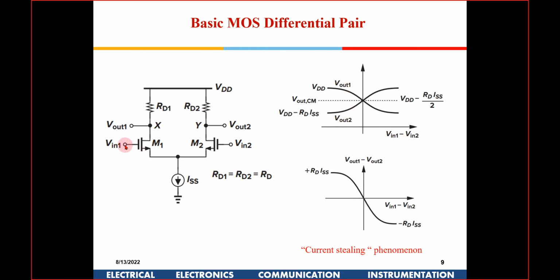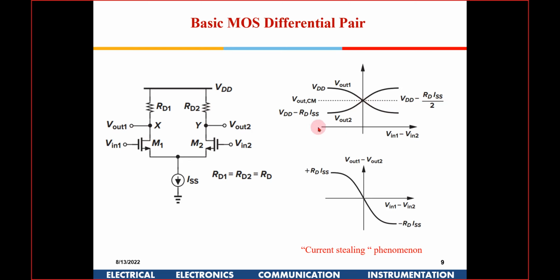Initially, let's take just the positive portion of it. Let's talk about only the positive. Both the input voltages are the same, so ISS by 2 will flow here and ISS by 2 will flow here. What will be the output voltage? Both the output voltages will be VDD minus RD ISS by 2.